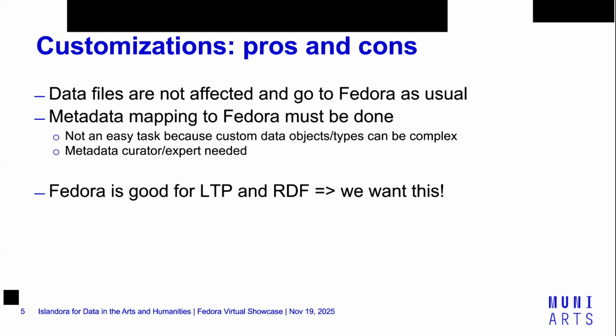Those customizations, if you don't want to use the default Islandora repository item, have some consequences that affect the connection to Fedora. The data files themselves are not affected and go to Fedora as usual. That's fine. But once you don't use the repository item, your mappings to Fedora for metadata are lost. And you have to create your own, which sometimes can be not an easy task because our data objects or data types are very complex. However, it's still good to use Fedora because it's good for long-term preservation and for RDF because there is OCFL, and well, it's good to use it. So that's for the Fedora and Islandora connection part.